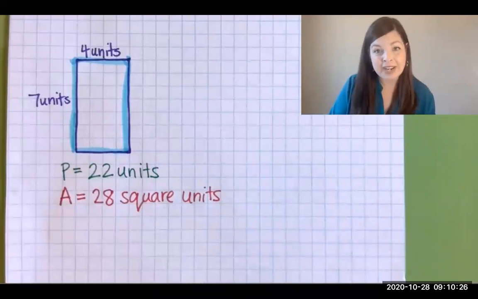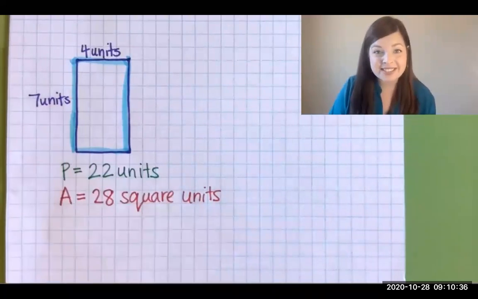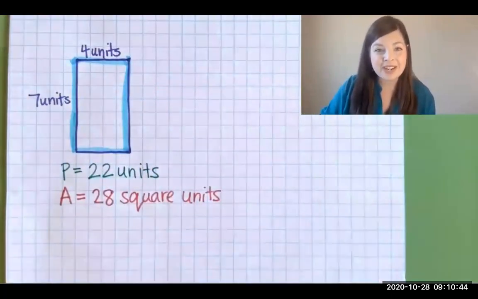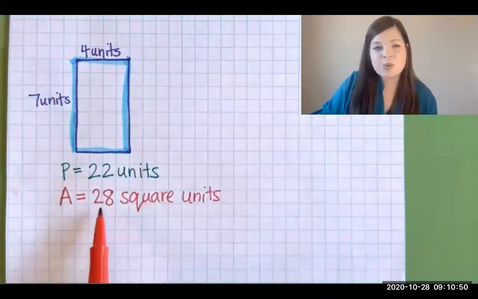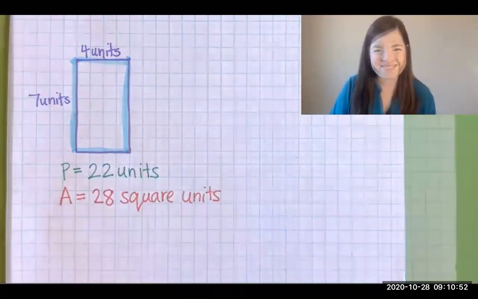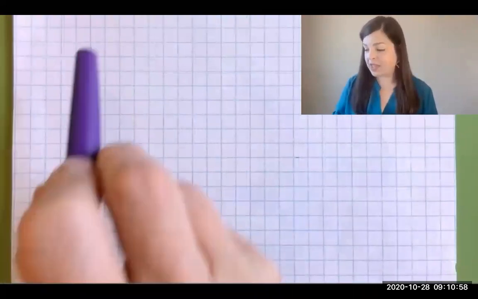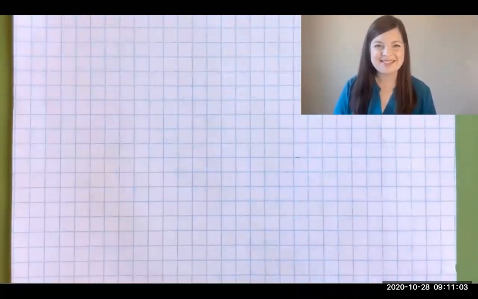Now, what do you remember from 3rd grade about how to find the area of a rectangle? Maybe you remember that we can count all of the squares inside a rectangle like we just did. Or maybe you remember that we can also find the area by multiplying the length times the width of the rectangle. So 7 units times 4 units equals 28 square units. Now pause the video again and draw a new rectangle that's 3 units wide and 9 units long, and label the side lengths.